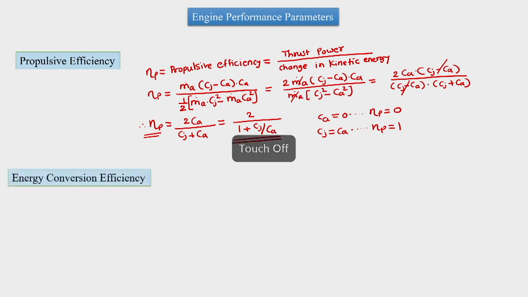The next performance parameter of the aircraft engine is energy conversion efficiency. Let us define energy conversion efficiency as eta E, and eta E is the change in kinetic energy which takes place between outlet and inlet of the engine divided by the input fuel energy.